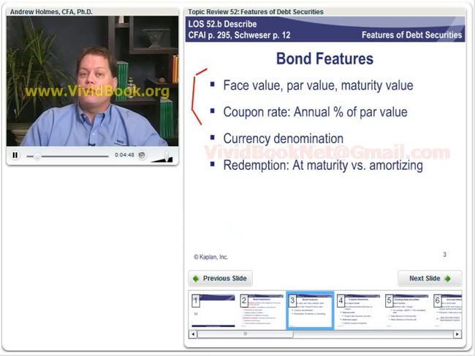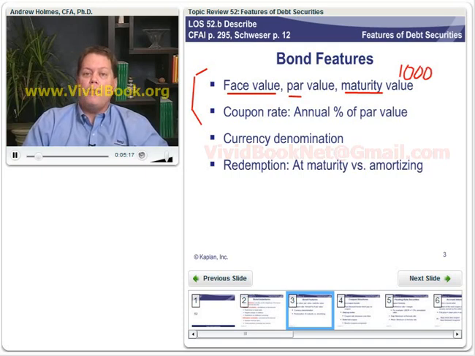The first feature is the face value, also called the par or maturity value of the bond. So this is the nominal amount. It may not be what the firm actually borrows. And if we're talking about bonds in North America, or in the United States anyway, then corporate bonds in the United States, 99% of them are issued with $1,000 par value or face value.